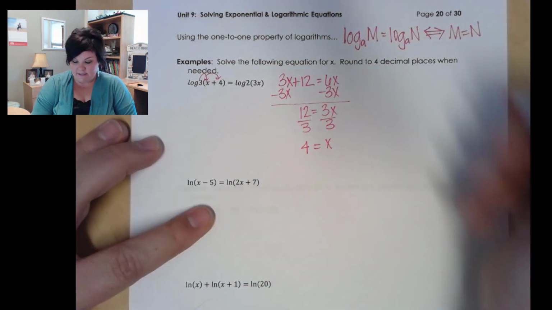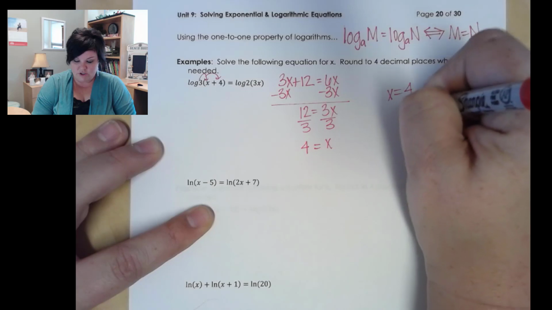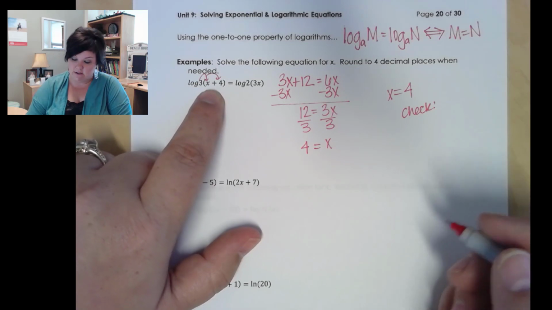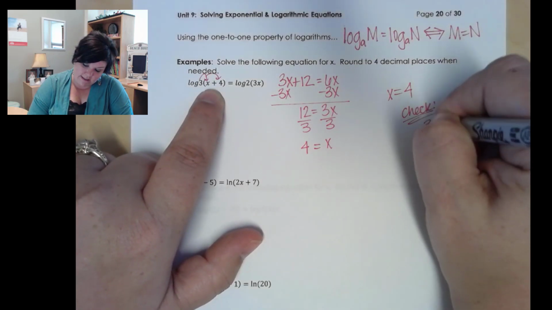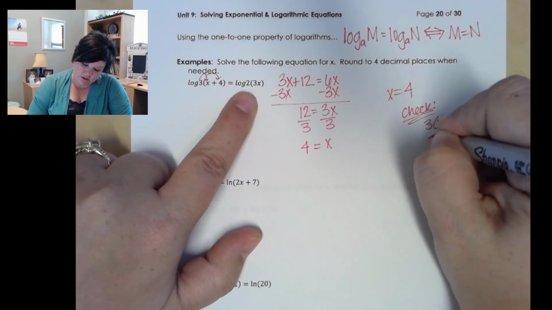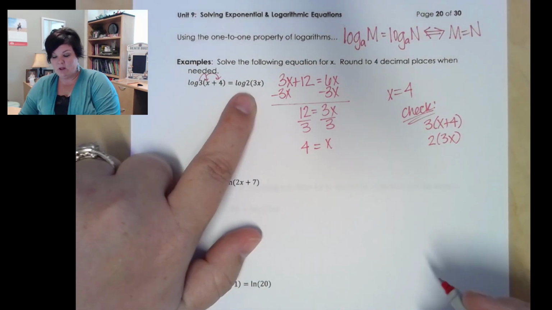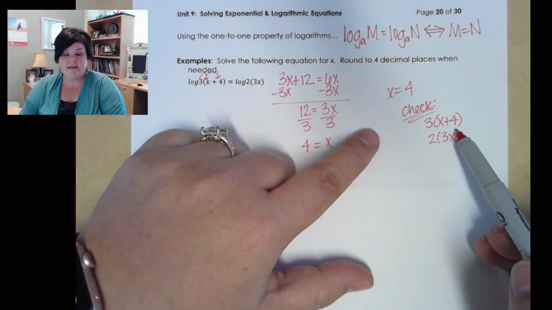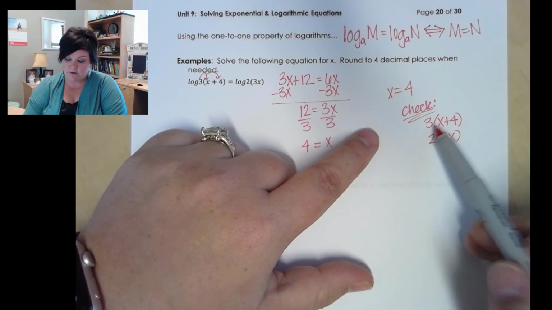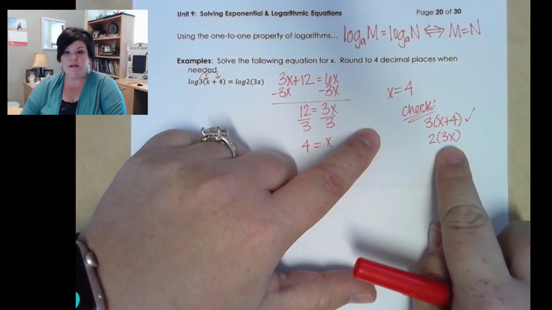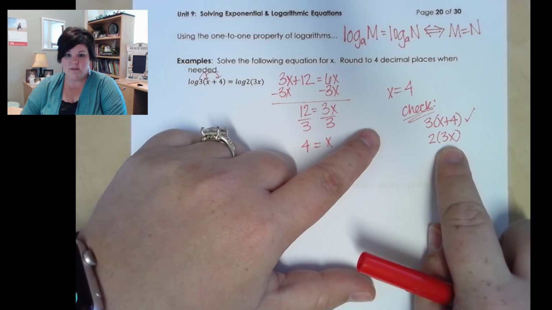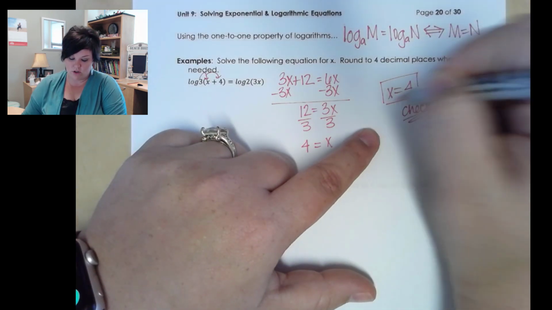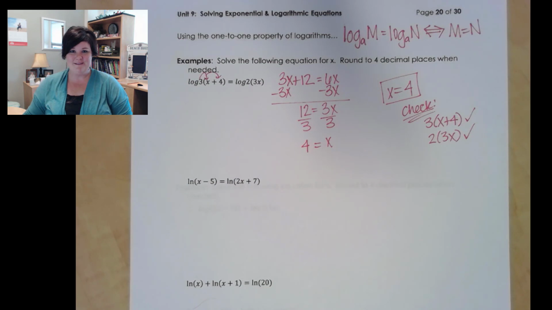So when I check my solution, I have to make sure every inside value stays positive. And I'm going to write everything that's inside the log. So when I check, I'm looking at 3 times x plus 4, and I'm looking at 2 times 3x. So if I plug 4 in here, 4 plus 4 gives me 8 times 3 is 24. That's positive. When I plug 4 in here, 4 times 3 is 12, times 2 is 24. That's also positive. So x equals 4 is my solution.